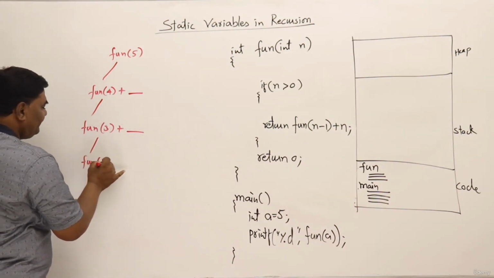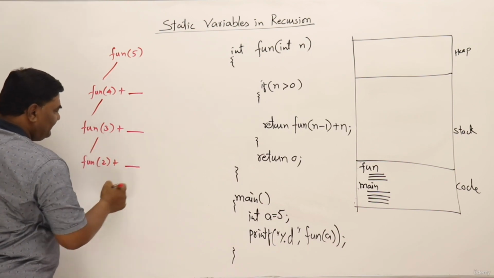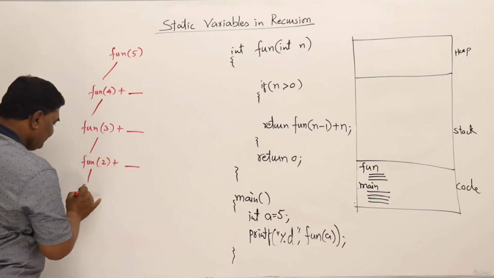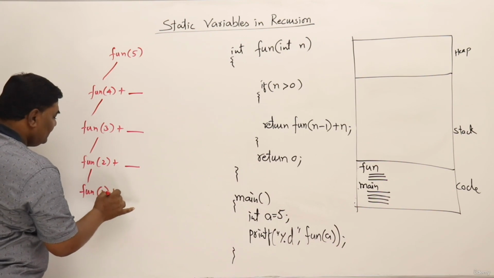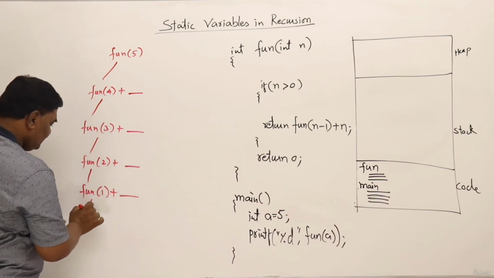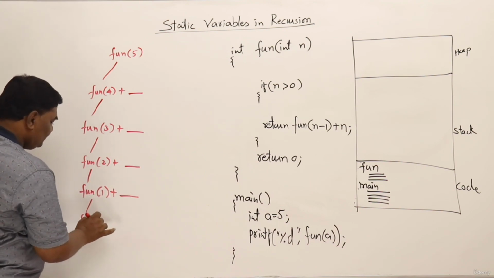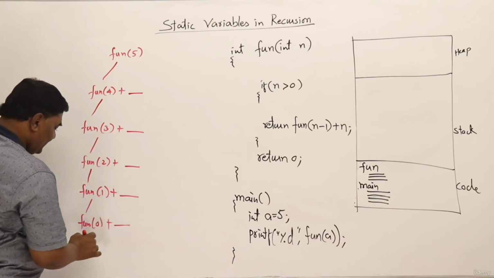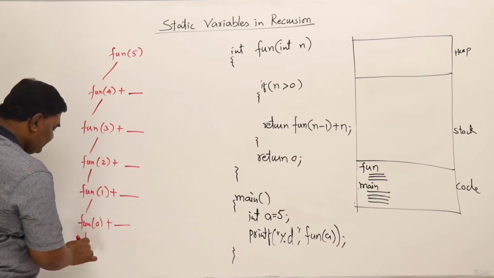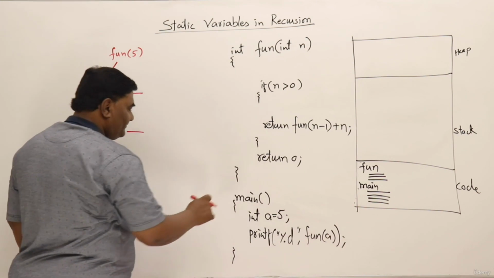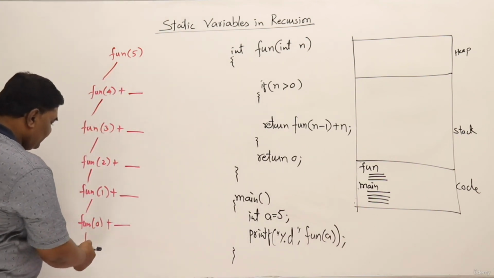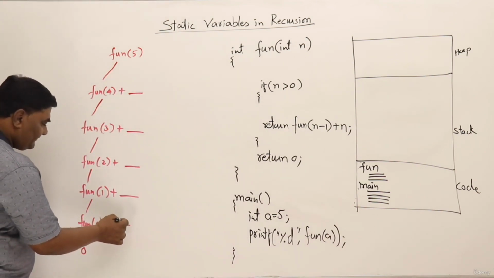Then fun of 2. 3 should be added. I will leave it as a blank. Then fun of 1. 2 should be added. Then fun of 0. 1 should be added. And fun of 0 is 0. This is 0. Now when it goes back, this is 0 plus 1.